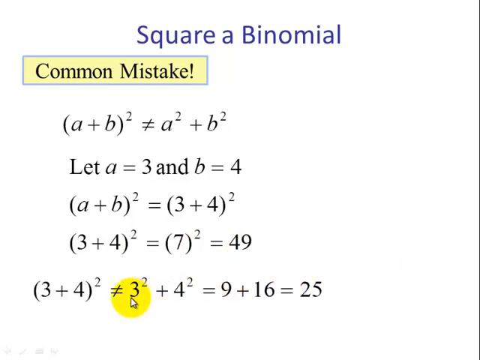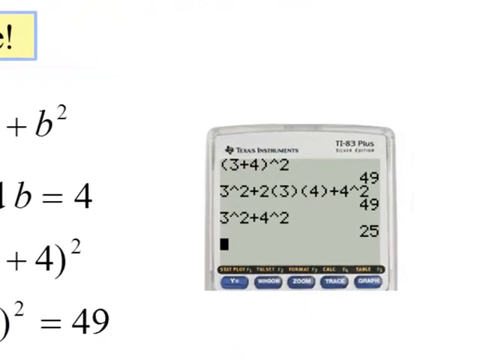Now, that is not the same thing as 3 squared plus 4 squared. 3 squared is 9, 4 squared is 16. This quantity added up is 25, which is not 49. Verifying with our calculator, (3 + 4) squared is 49. So I take the first term and square it, that'd be 3 squared. Double the product, so that's 2 times 3 and 4, plus the last term squared, which would be 4 squared. That gives me 49. But if you just square the first term and the last term, you don't get 49, you get 25.